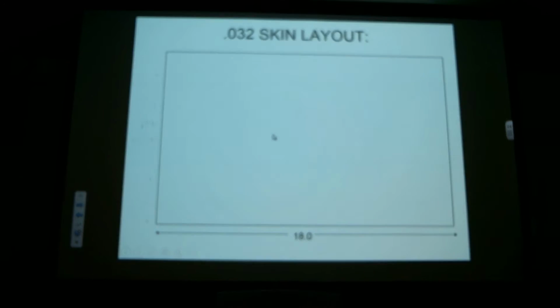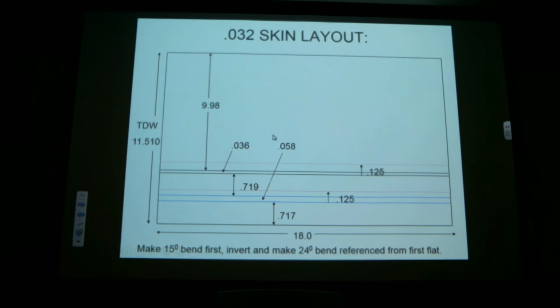Skin layout. Here's a good example. The line of sight is the red line, so it falls outside of both of the bend tangent lines.